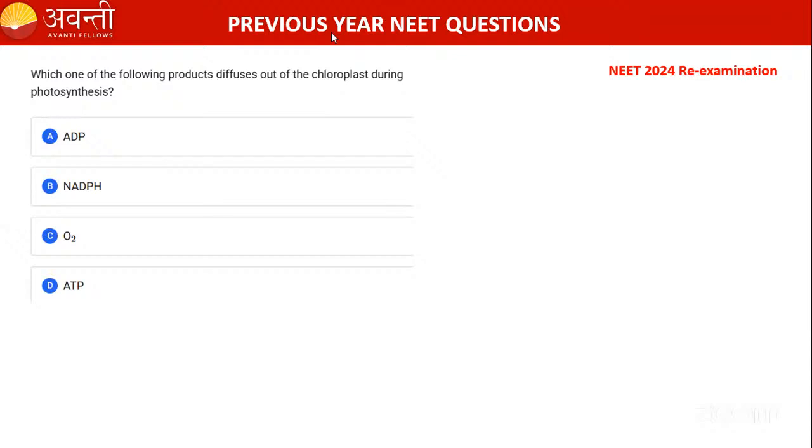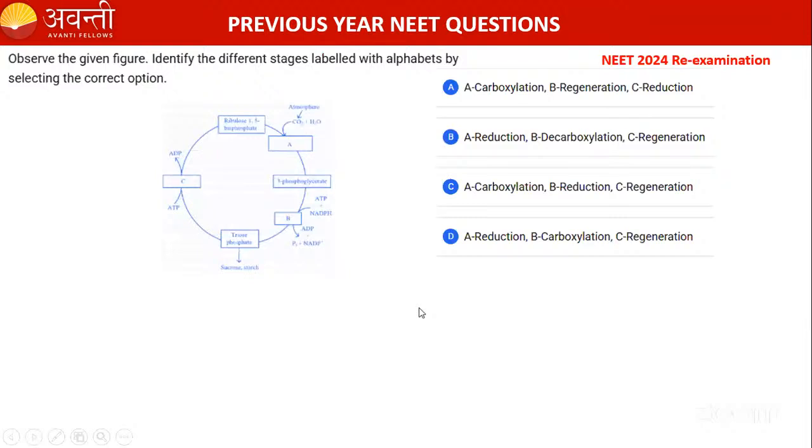Can you think once again about the correct answer? Which is diffusing out? Which are the products of the light reaction we studied, guys? Oxygen, ATP and NADPH. Yes or no? Very good, very good. Most of them gave the correct answer. The correct answer is oxygen. Oxygen is going to be released out.